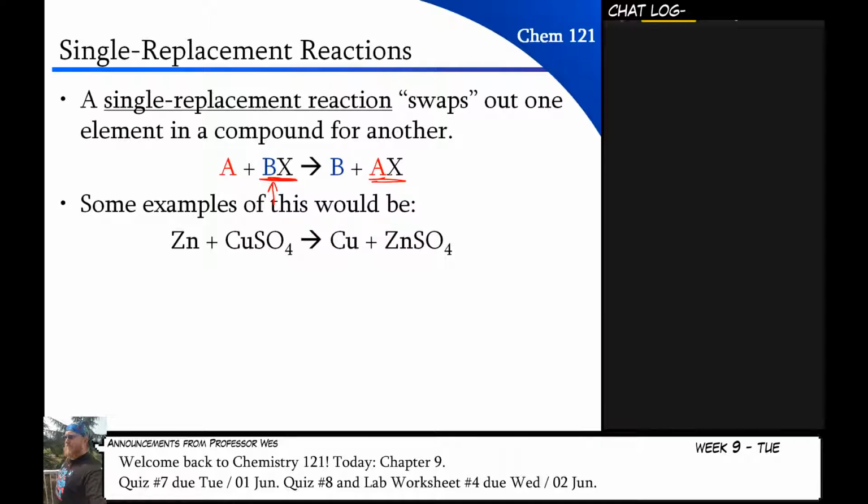Now, the reason that a current is generated is because we're actually changing the charges on all of these substances that are being replaced. We're going to talk about that in a few slides, so I'll save that for then. But for now, when you're looking for single replacement reactions, you should be looking for something by itself that then swaps into a substance that gets traded out with it. So that other thing is now by itself.